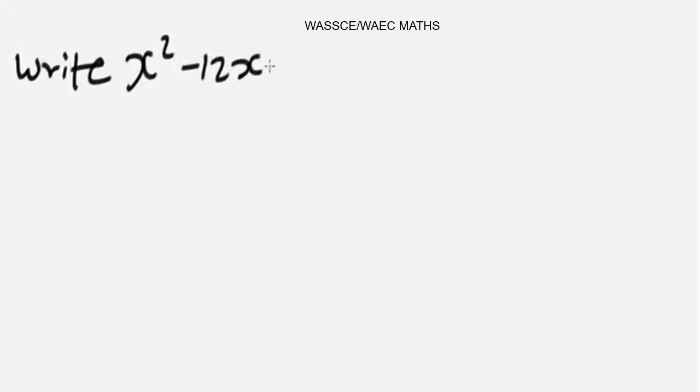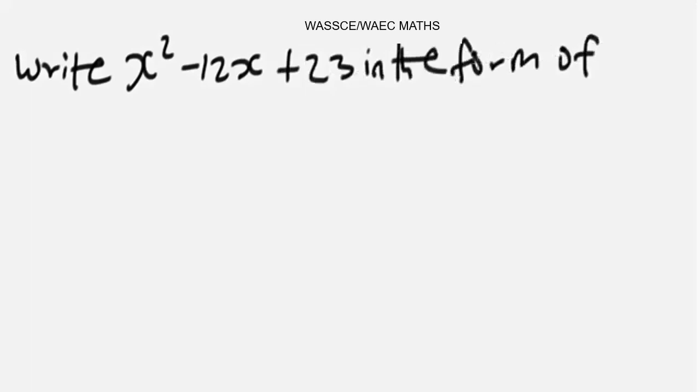The question says, write x squared minus 12x plus 23 in the form of (x + b) squared plus q. All right, so this is your math practice question. Now feel free to pause this video and see if you can figure this out. Okay, let's do it together.